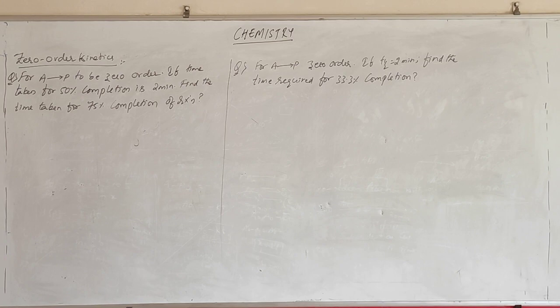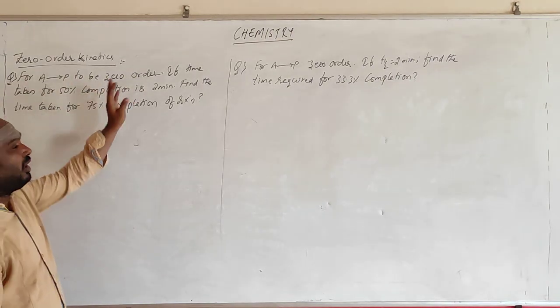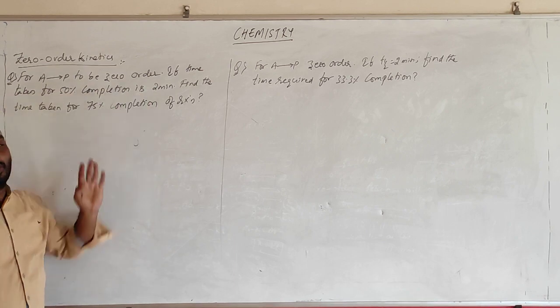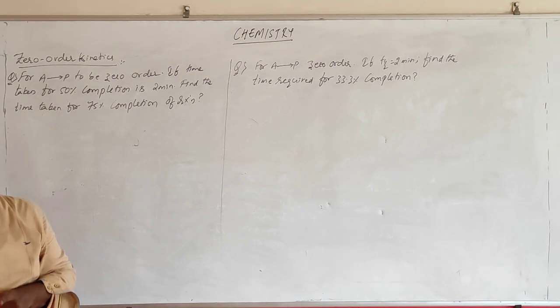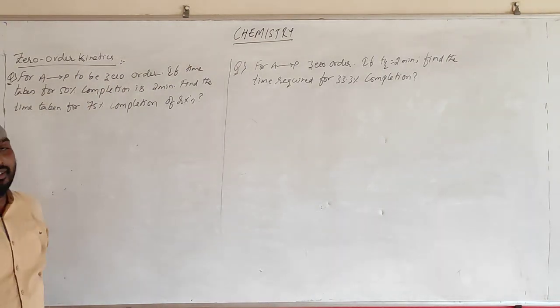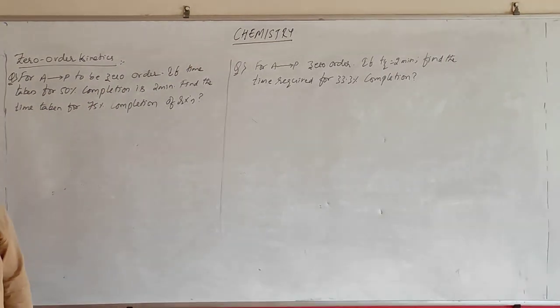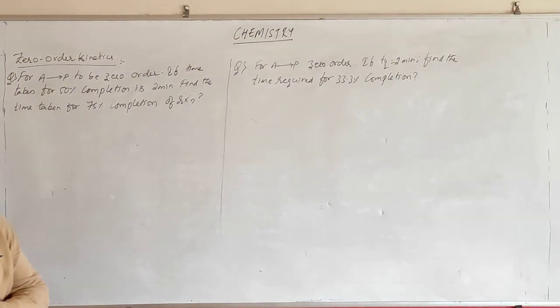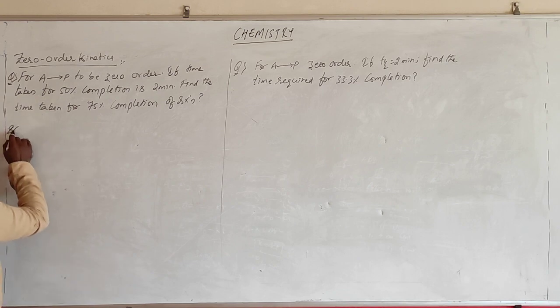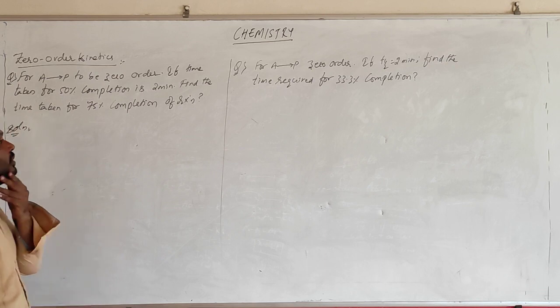Okay, students, look over the question. What are the terms here? For A to P, the reactant is getting converted to product, and the reaction is of zero order. If the time taken for 50% completion is 2 minutes, that is, t half is 2 minutes, find the time taken for 75% completion of the reaction. Pause the video and try to solve the question. Now I am going to solve this question.